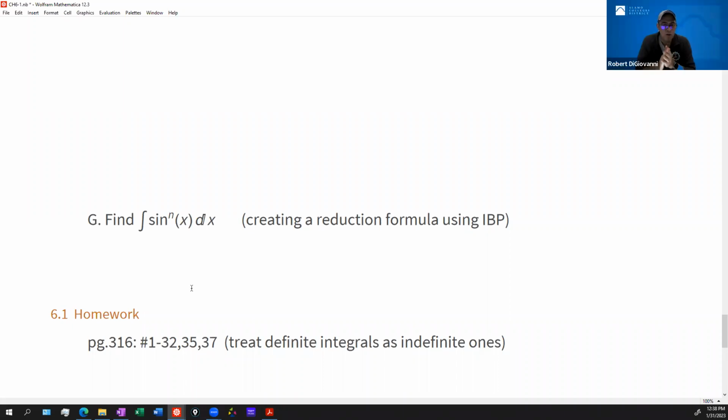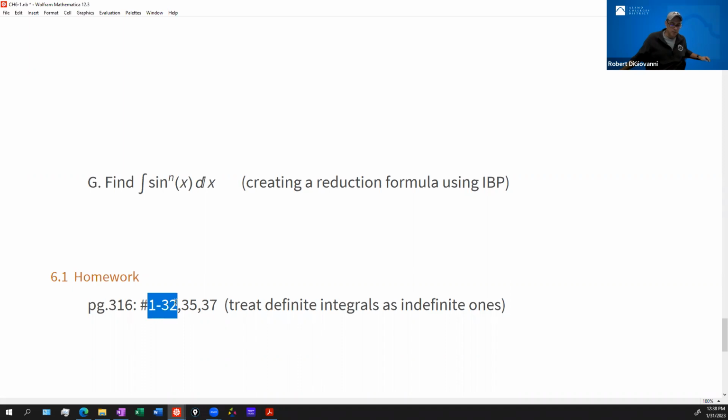Practice, right? Homework. Now you're going to be getting ready for the test, but as soon as that test is over, you need to get down to the homework on this. It's critical. Look at how many problems I assigned out of this section. 1 through 32. All of them.